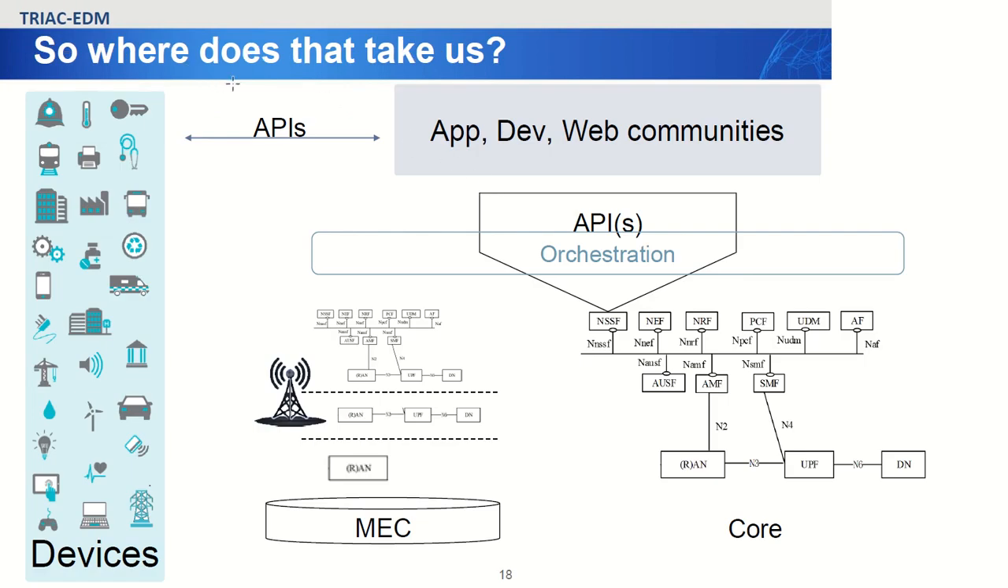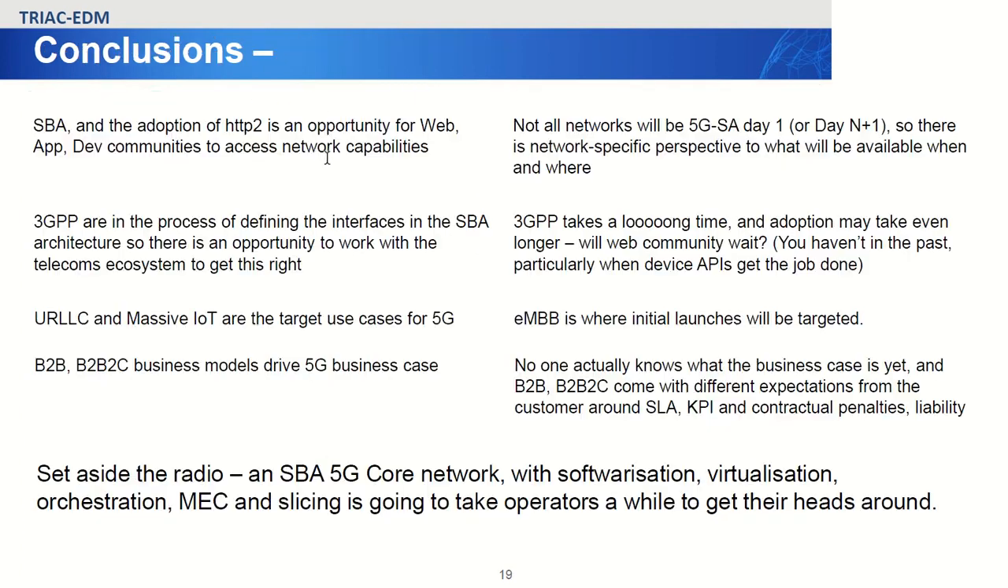Then operators and alliances, as you see a lot of operators and alliances in the area. So where does that take us? Devices communicate with the app and web with APIs, and those APIs communicate with the core and then communicate with the MEC, both going through the network using those standardized API.